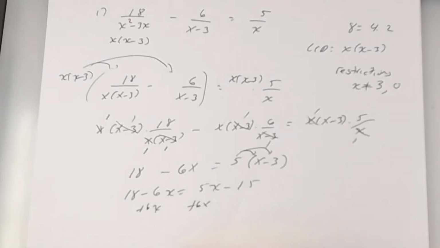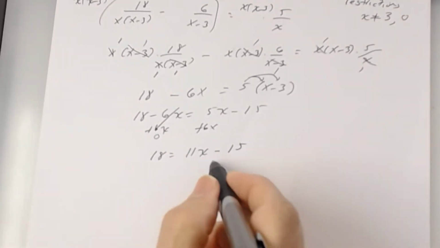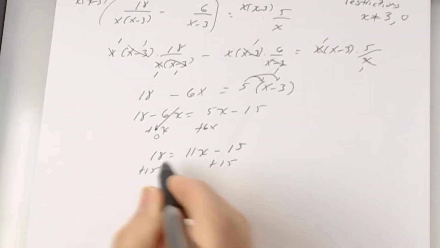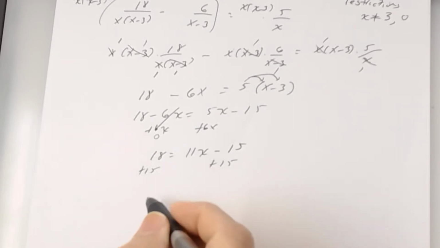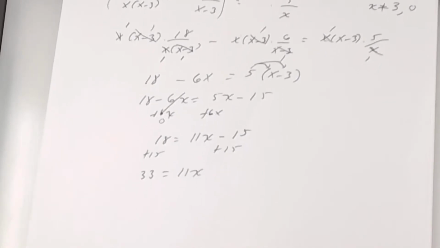And then we do what now? What's that word? Combine like terms. When I combine over here, that's 0. What's left? 18. Over here, what do I get? 11x minus 15. What's the next step? Add 15 to both sides. And so it's 18 plus 15, 33 equals 11x. Because when I combine these, that's 0 right here. That's a 0.